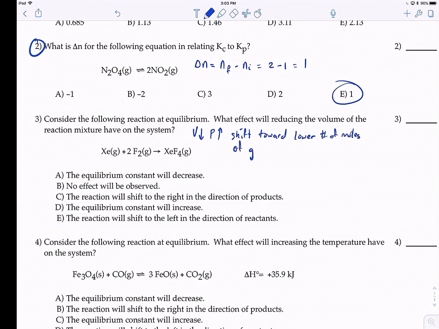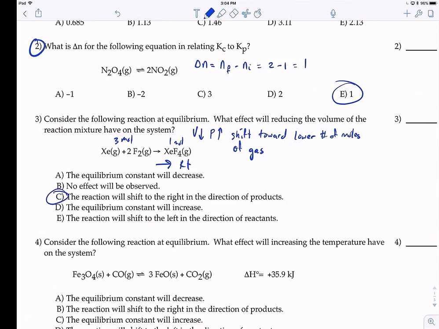So if you decrease the volume, it's the same thing as increasing the pressure, and the system wants to shift to contract, to form fewer moles of gas to counteract that. Doing lower moles of gas will lower the pressure. So if the pressure goes up, it's going to try to lower the pressure. On the left side, you have 3 moles, and on the right side, you have 1 mole, therefore you shift right.